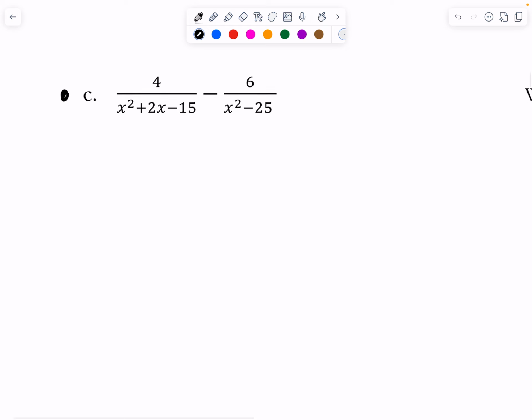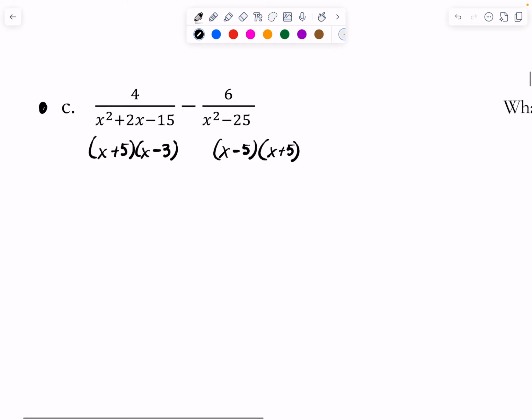Now, if you look at these two denominators, they're both quadratics. One's a trinomial, one's a binomial. So I would first recommend factoring. All right, so I need factors of negative 15 to add to 2. So positive 5 and negative 3. And this one is the difference of two squares. So x minus 5 and x plus 5.